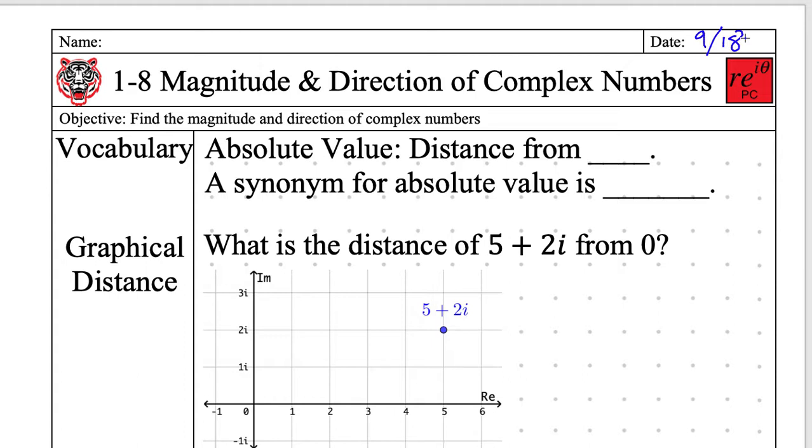So let's talk about the word absolute value. When I'm in a math class, absolute value means distance from, quiet raised hand, easy peasy XP, distance from... Andrea? 0. It is indeed 0.